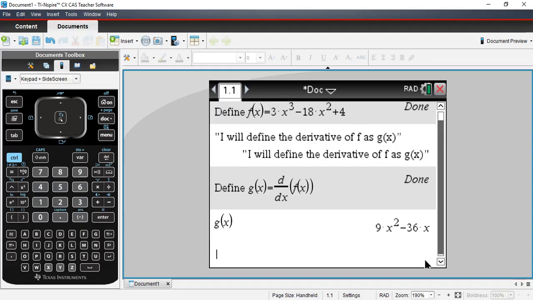Okay, let's go to part B. Find the rate of change.